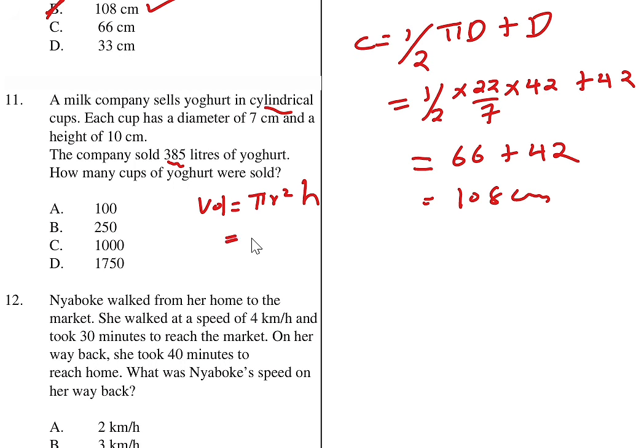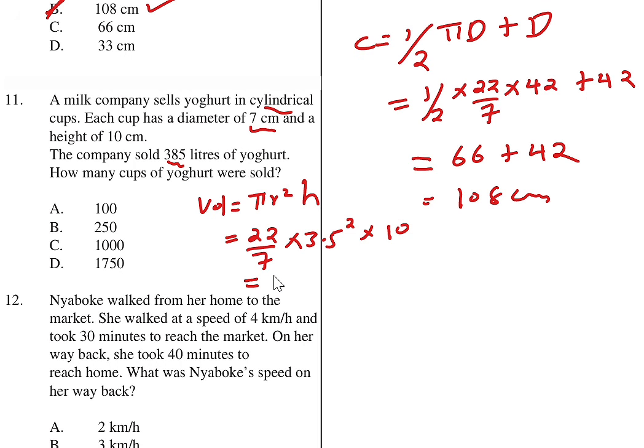So the volume will be pi, which is 22 over 7. Remember the diameter is 7 centimeters, so the radius is half, divide by 2. So it is 3.5 squared multiplied by the height of 10. If you multiply keenly, take your calculator, let us work together. 22 over 7 times 3.5 squared times 10, you'll see it is 385.